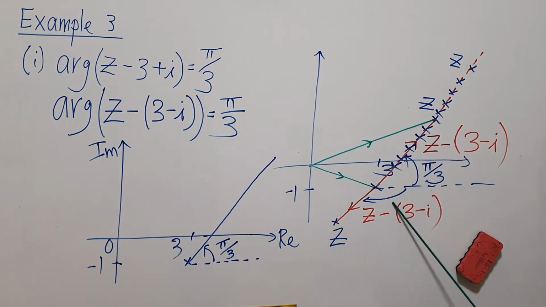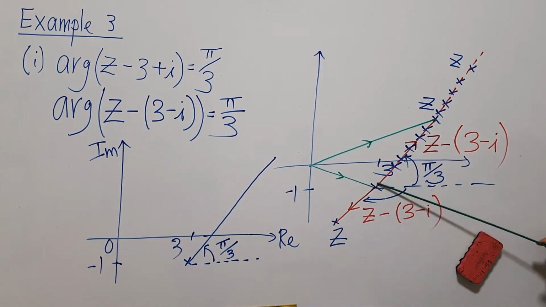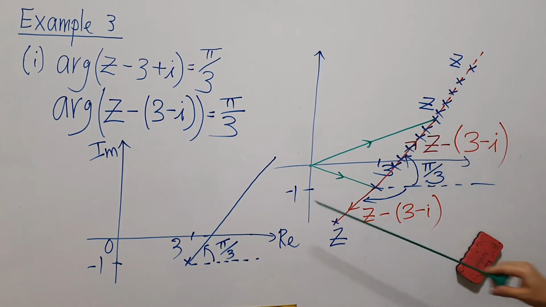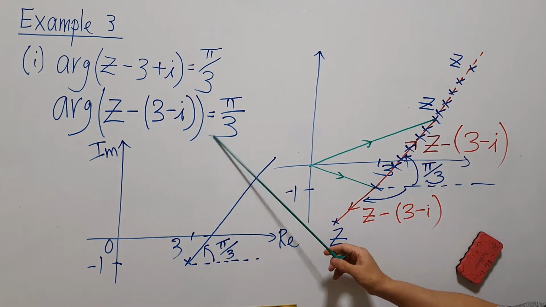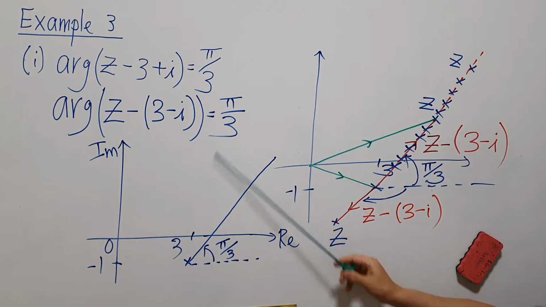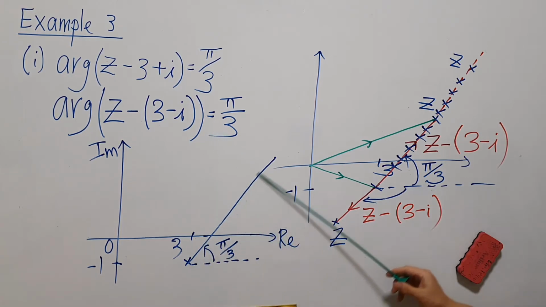In fact, looking at the diagram, the argument of this could be minus 2 pi over 3 because it's going in the clockwise direction. So this angle is minus 2 pi over 3. So you realize that while points on this side satisfy this equation, points on this other side right here don't. Therefore the locus of points that satisfy this equation will be only this part of the line and nothing below it.